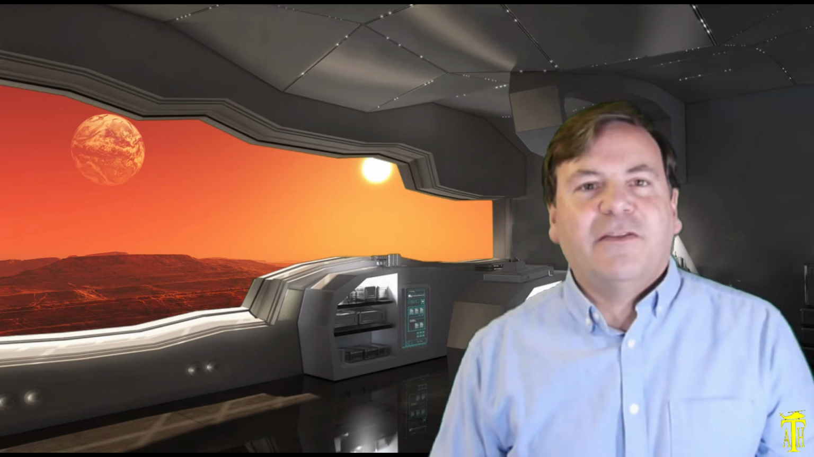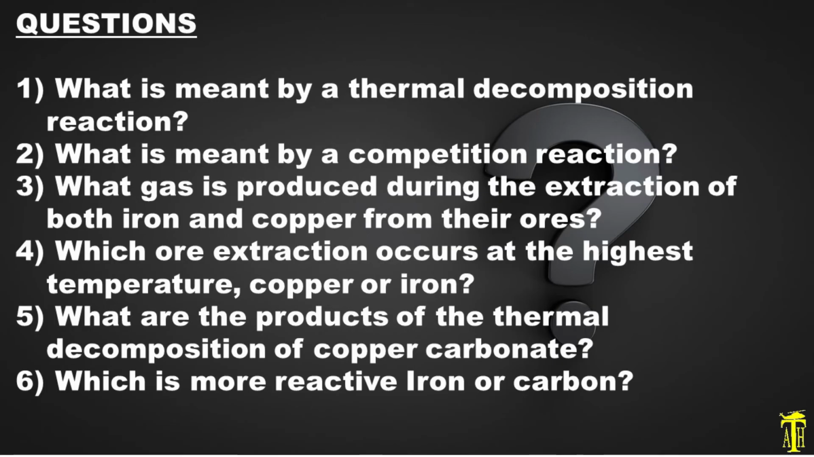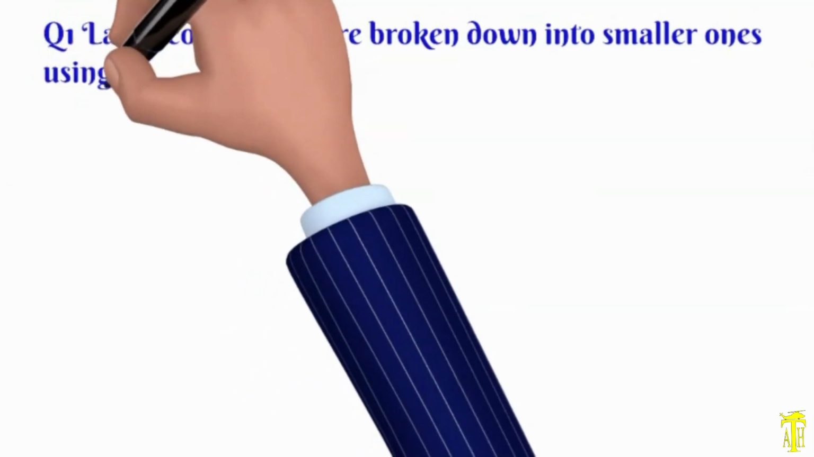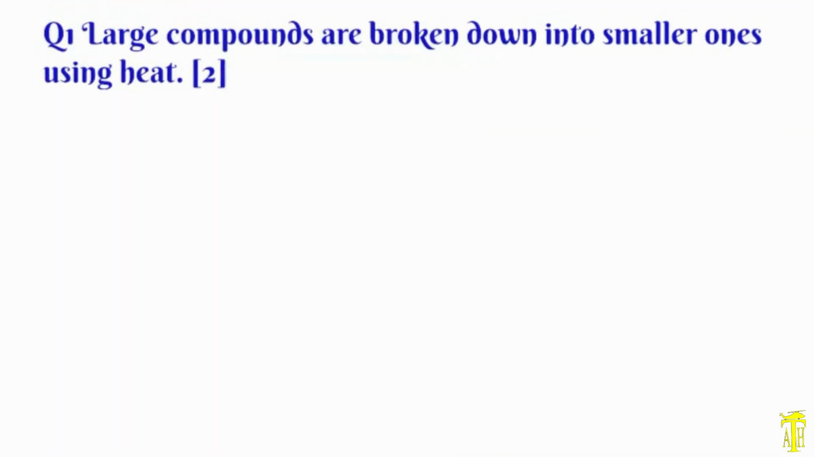Now let's have a look at a few questions about those two extraction methods. So let's mark those. Question 1, what is meant by a thermal decomposition reaction? So that's where a large compound is broken down into smaller compounds using heat. So 2 marks for that.